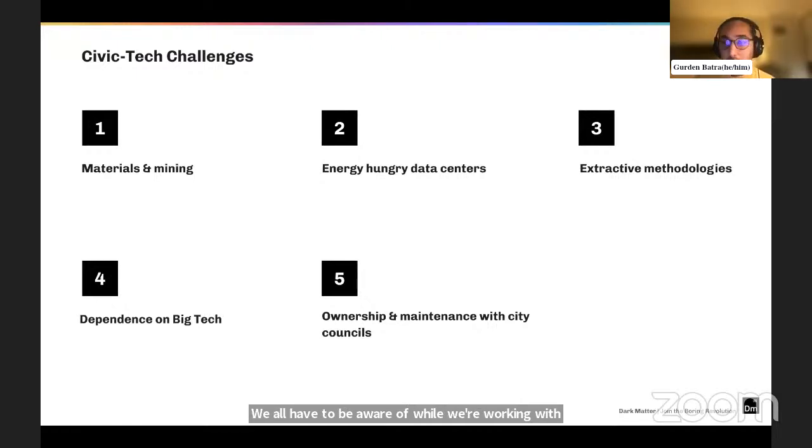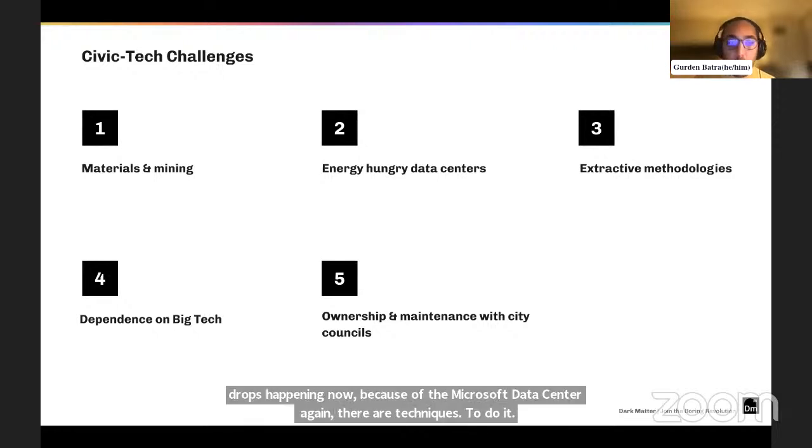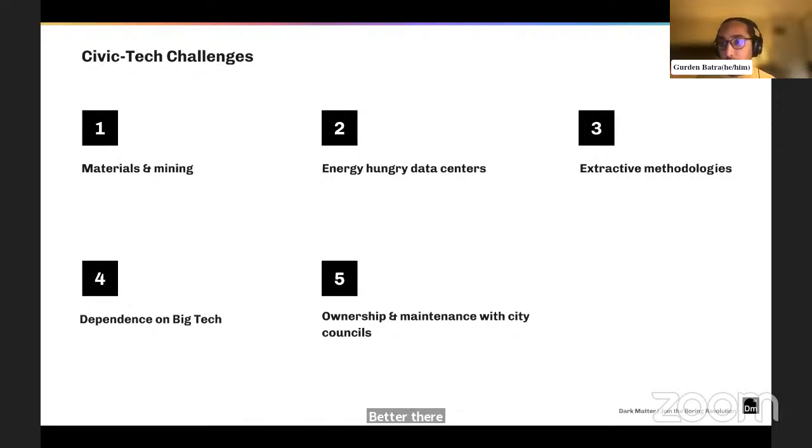First is the materials and mining, right? All these phones we carry around in our pockets, and computers, there's still mining needed to create those. And a lot of these materials cannot be recycled, so we just have to acknowledge what is the impact we have to work with. And we all are also aware of data centers. I was reading an article yesterday about how there are droughts happening now because of the Microsoft data center. Again, there are techniques to do it better. There are techniques to use renewables. There are techniques to make cooling centers better. But we have to first start acknowledging what is the number behind the data center emissions. And it's increasing, right? So that's why we always have to check.